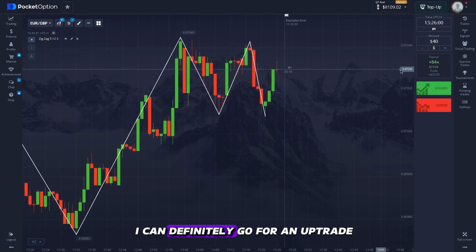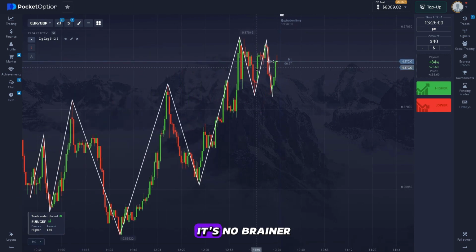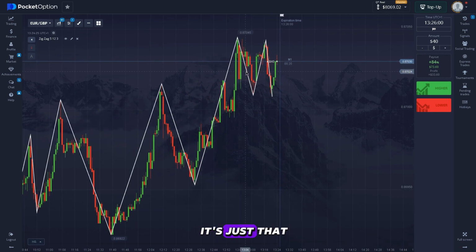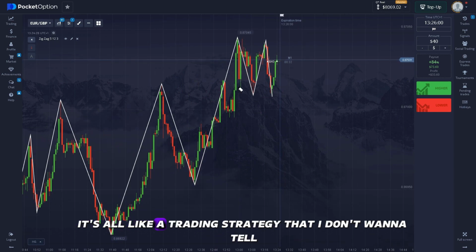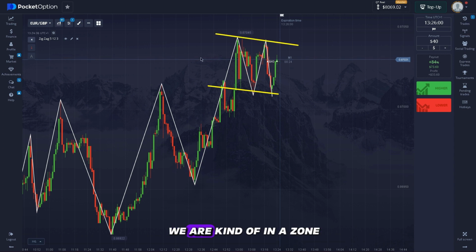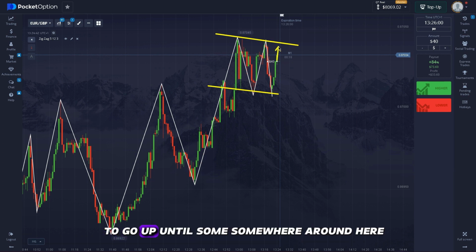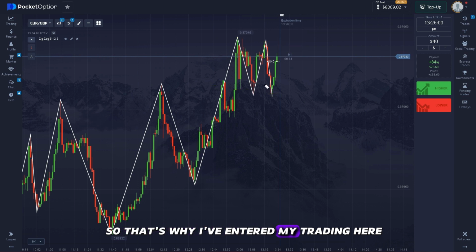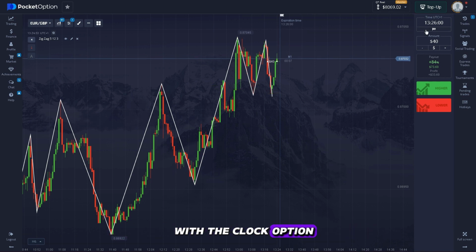Here I can definitely go for an up trade. It's a no brainer. It's not like a trading strategy that I don't want to tell, it's just super simple. As you guys can see here, we are kind of in a zone, so I can definitely expect the price to go up until somewhere around here. So that's why I've entered my trade in here with the clock option.